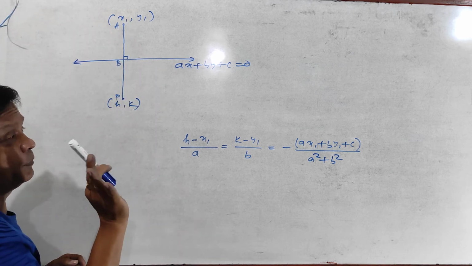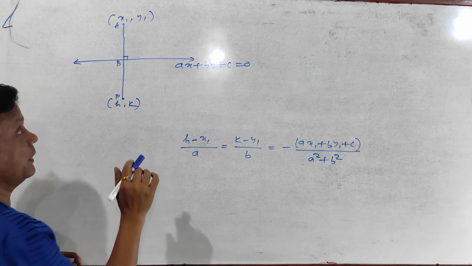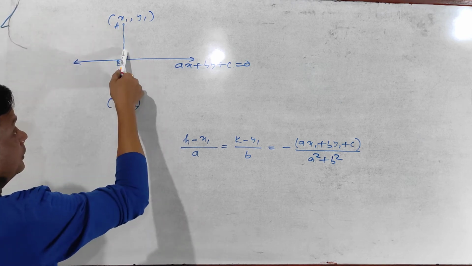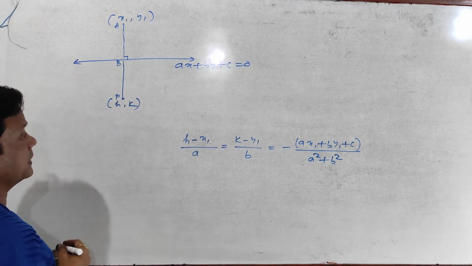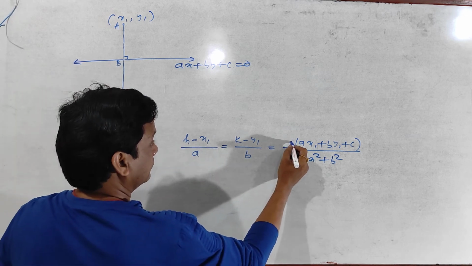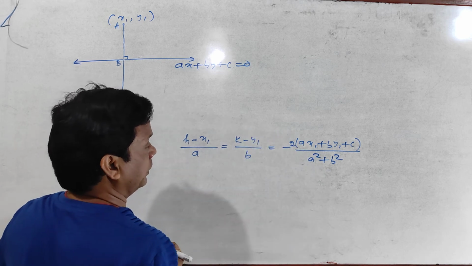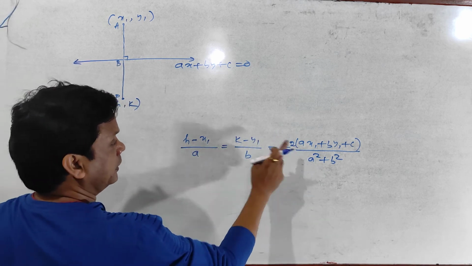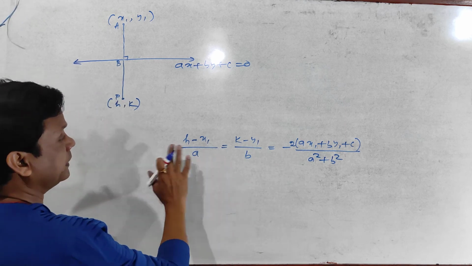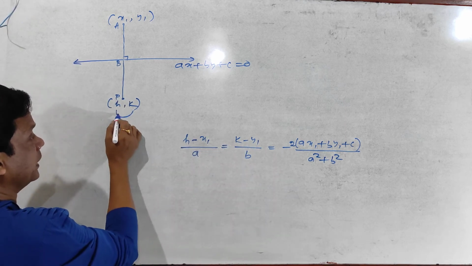According to the rule of reflection, this distance must be equal to BP. So you want to find the coordinate of (h, k), and the formula is this one. It is the same as the previous formula, only here a 2 will be there. So apply this formula and you will get the values of h and k.